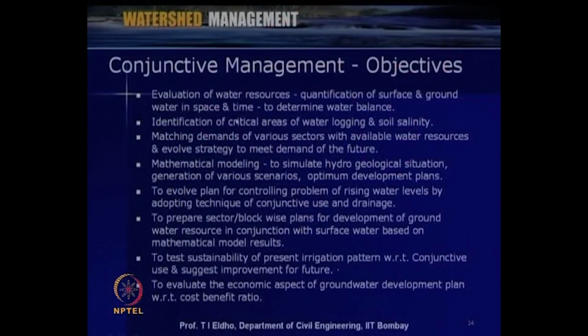Now, in any conjunctive management, we set the objectives according to the necessity of the particular watershed or river basin which we consider. Some of the important objectives of conjunctive management are listed here, like evaluation of water resources. We have to quantify the surface water and groundwater in space and time, that means variation with location and variation with time, to determine the water balance. We can first determine the water balance and then develop an appropriate conjunctive management plan.